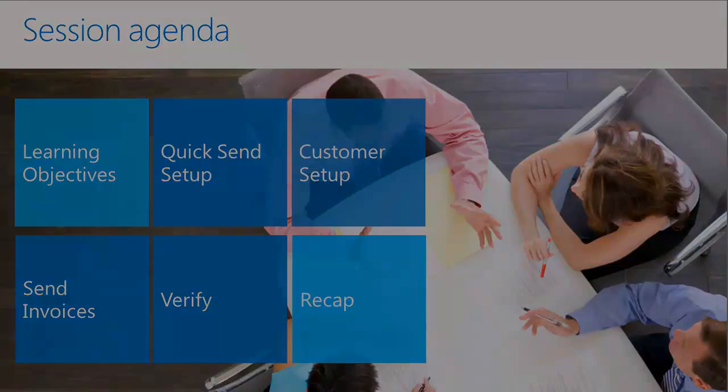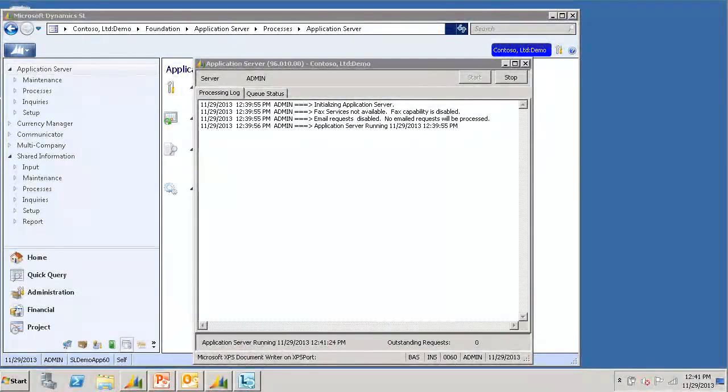Let's begin. Here I am logged into Microsoft Dynamics SL. I have Application Server already set up and running. For more information on how to set up Application Server, see the How to Configure Application Server video. You will need Application Server set up and running somewhere on your network in order to send quick send documents.